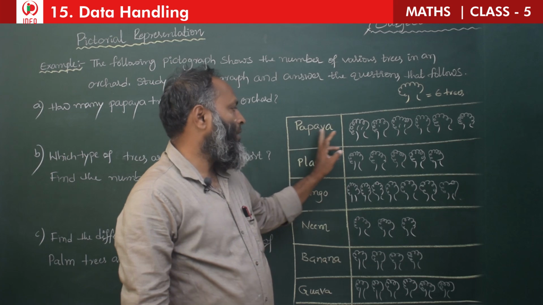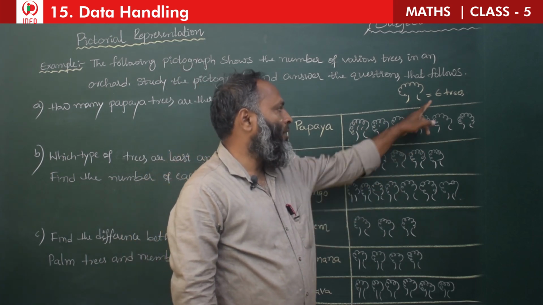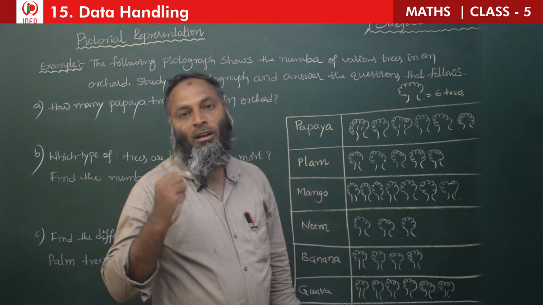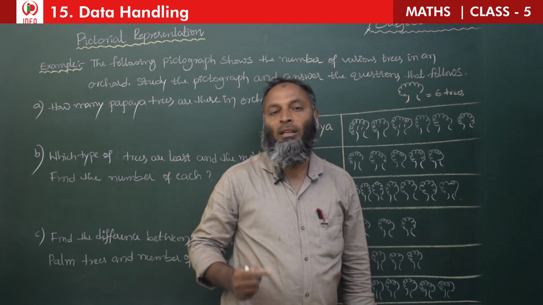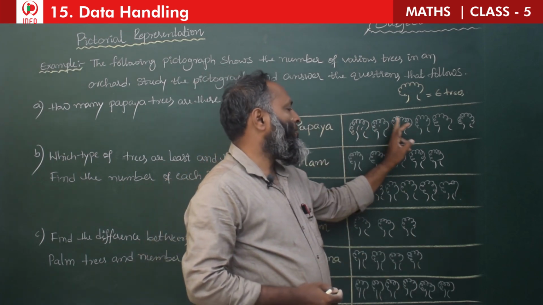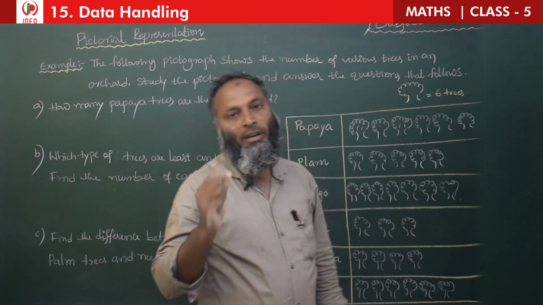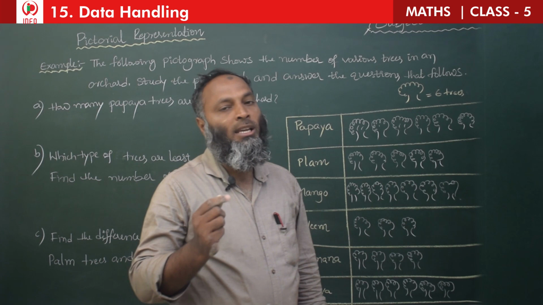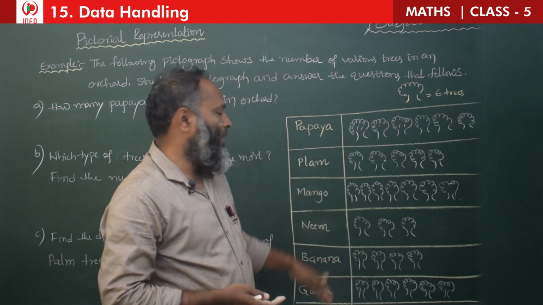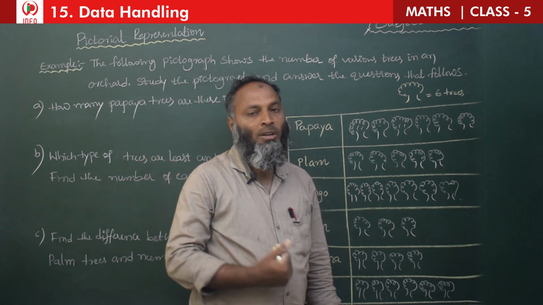If 6 pictures are there, it means we should multiply that 6 with this 6. The unit means how much 1 unit picture represents, how many trees it represents. So first we count how many tree pictures are given, then we multiply by the unit. Unit tree represents 6 trees. Then you will get the total number of papaya trees.